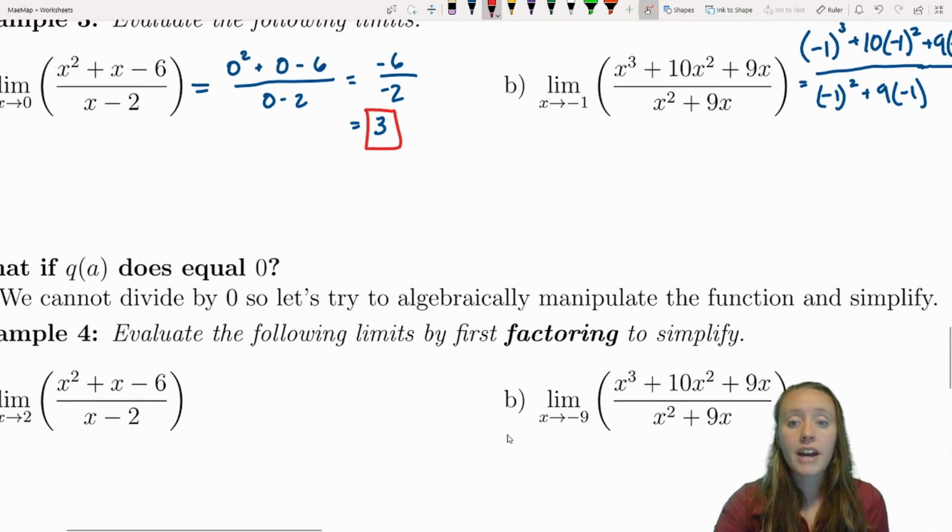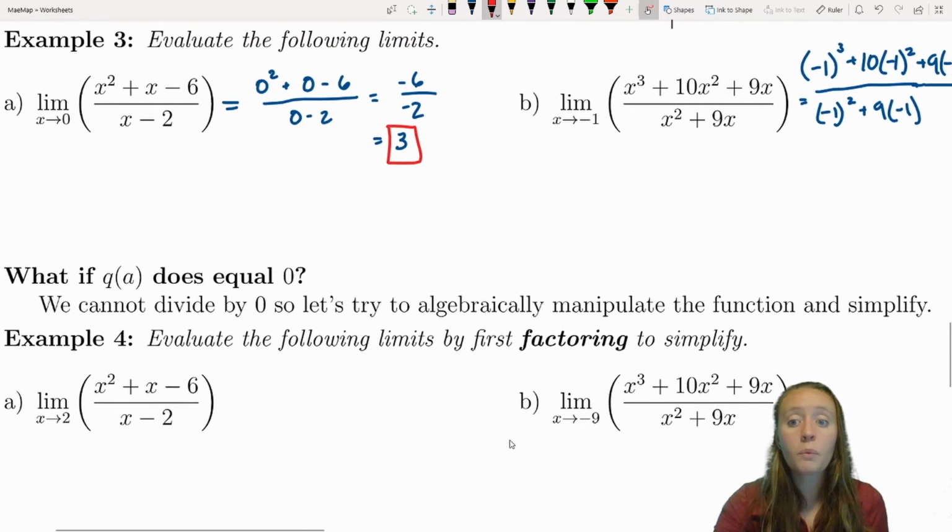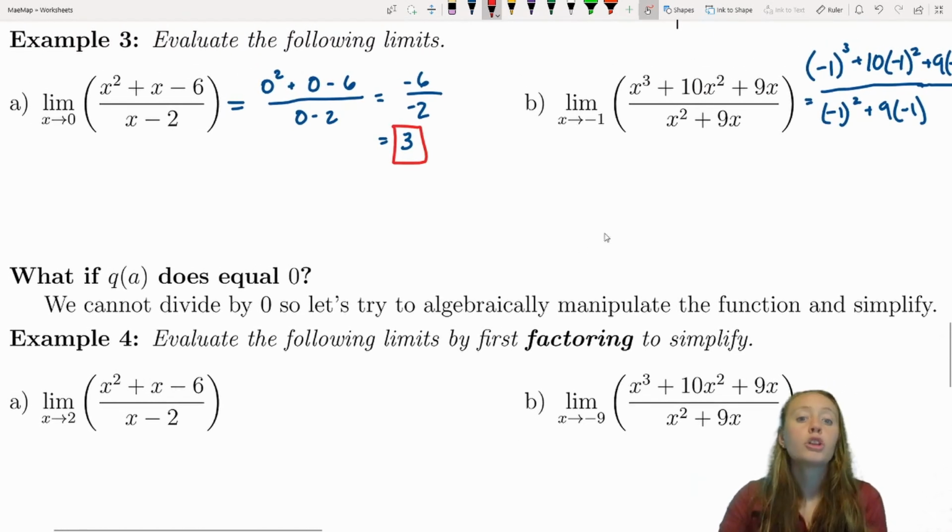If q of a does equal 0, we know we cannot divide by 0, so we're going to try to algebraically manipulate the function and simplify. And there's two different methods we're going to use to attempt to solve. One of those is factoring, and then the other is multiplying by the conjugate. So let's go over example 4 and talk about factoring.